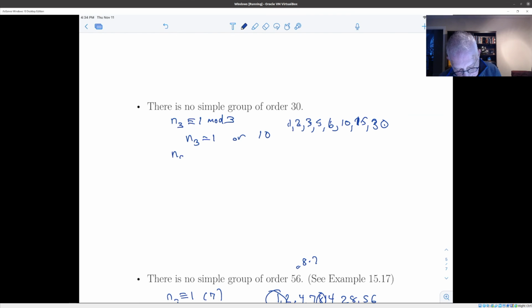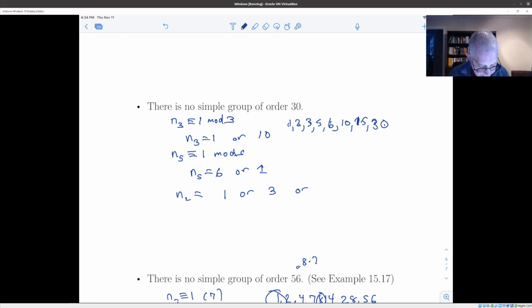And let's take a look at N5 while we're at it. N5 has to be 1 mod 5. So N5 would have to be 6 or 1. Those are the only possibilities. And then if you wanted to look at N2, N2 would have to be 1 or 3 or 5 or 15 because it has to be odd. So there's a lot of possibilities for N2.